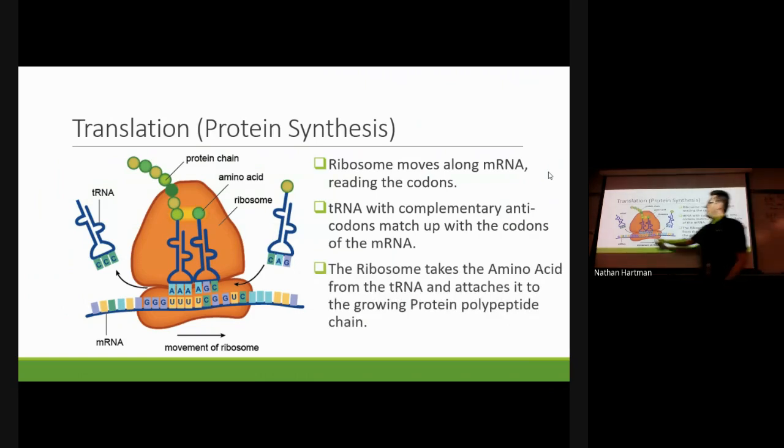And then the ribosome will pluck off the amino acid that they are carrying, just like this one's missing one. They'll pluck that off and add it on to our growing protein chain there.